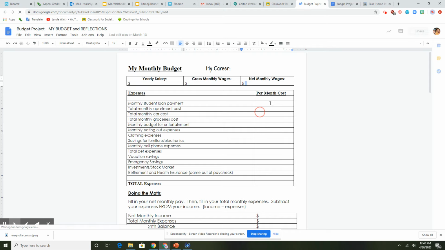And throughout the project, you're going to be moving your numbers from each page into this final project. So for instance, you're going to do your apartment next. You'd put your total apartment cost here. You're going to do your car costs. You would put your car costs here. So today you're just going to move your yearly salary, your gross monthly salary, your net monthly salary, and your student loans. And that will be all the information you need from your income page.